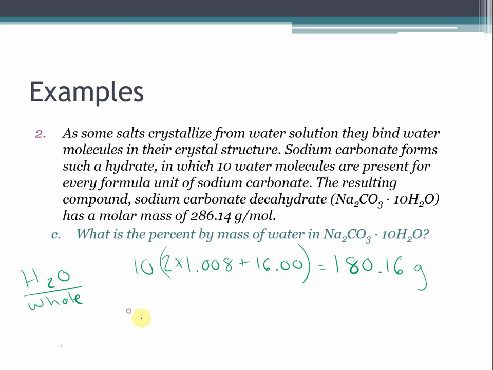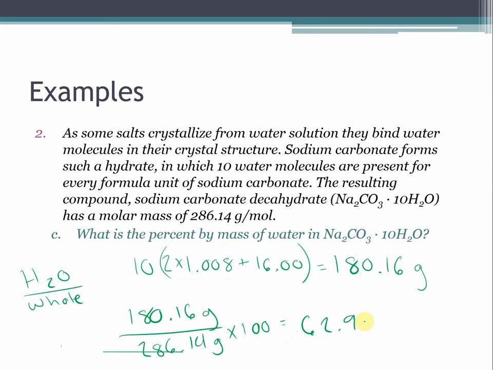So we will take our mass of water, our 180.16, we will divide it by the total mass of our compound, 286.14. We will multiply it by 100. And then carefully plugging that into your calculator, you should get 62.96% of water. Remember those units.